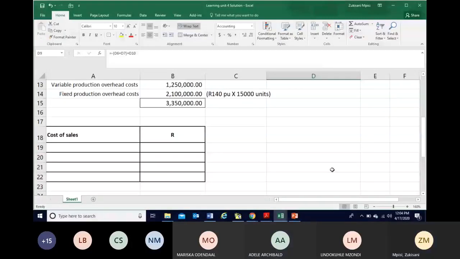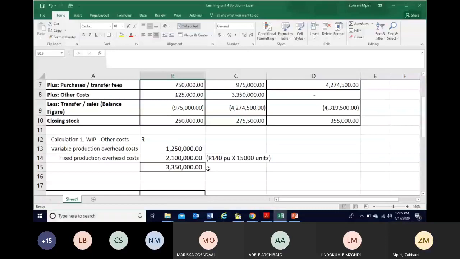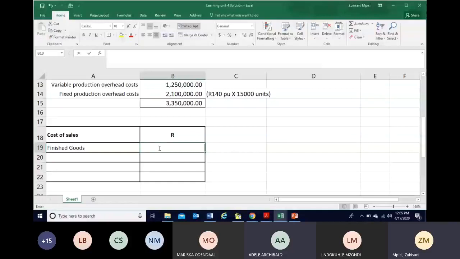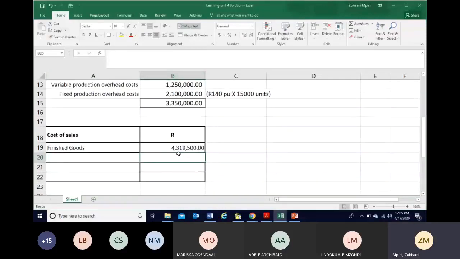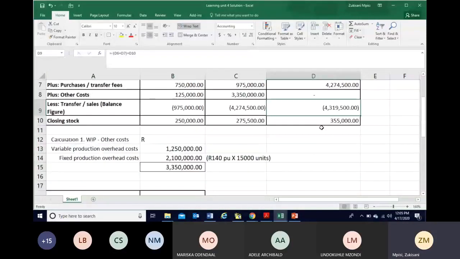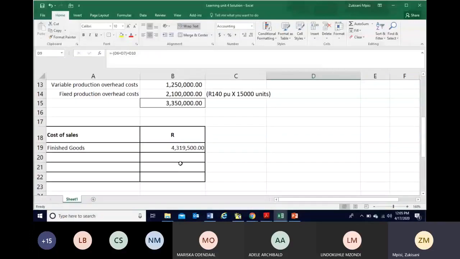So the required says calculate the cost of sales figure to be included in the statement of profit or loss and other comprehensive income at 28 February 2017. So under cost of sales, we've got finished goods that are coming here, and the finished goods is 4,319,500, which is this 4,319,500 that is coming from finished goods.